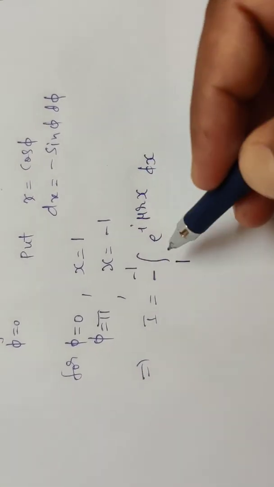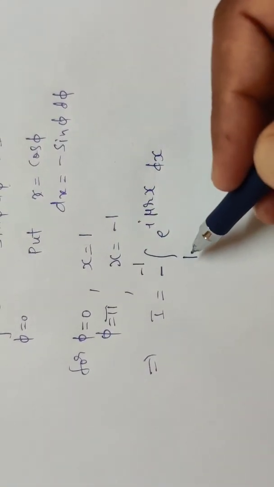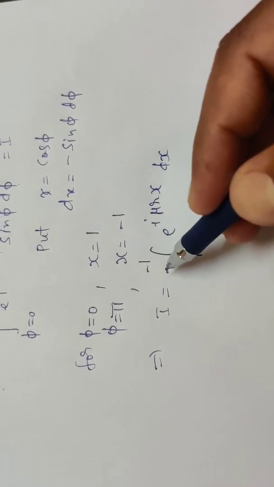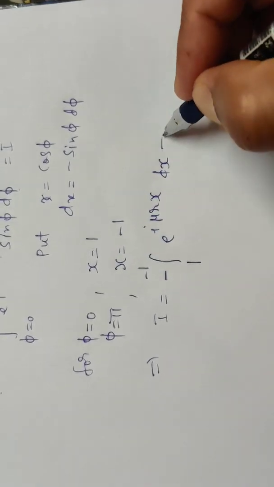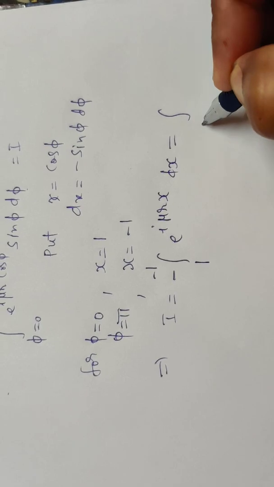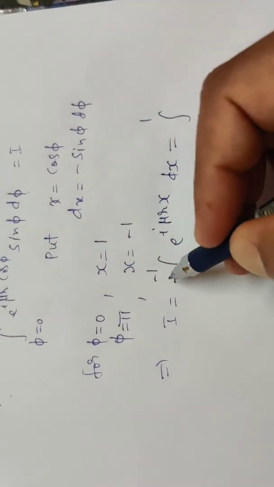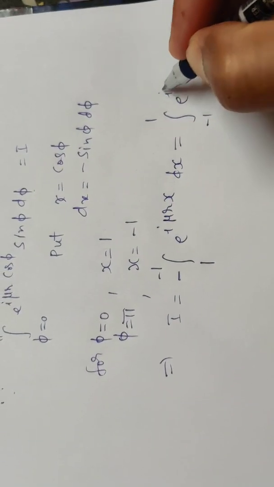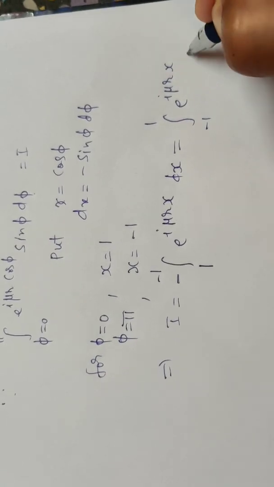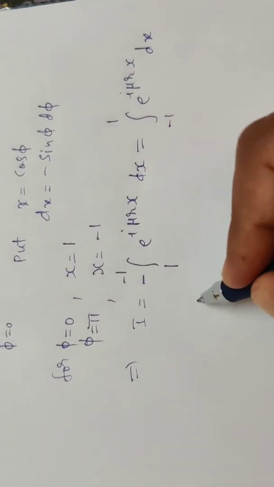So now if you want to absorb this negative sign, you can reverse your limits. Therefore the minus sign will be absorbed. So there will be minus 1 to 1, minus sign आएगा तो ये प्लस हो जाएगा. This will be e raised to iota mu r x dx. So now this will be simple.